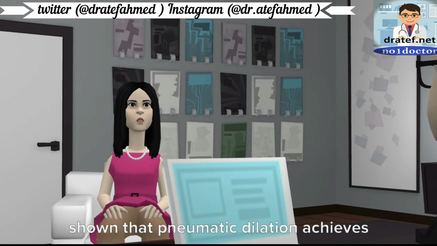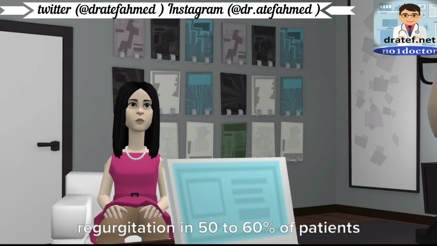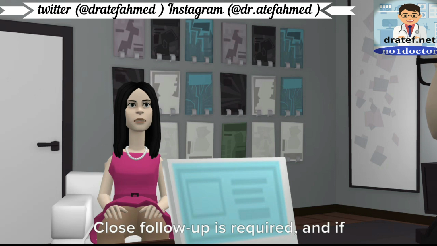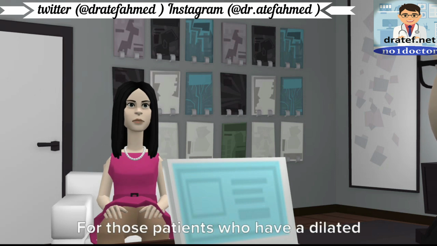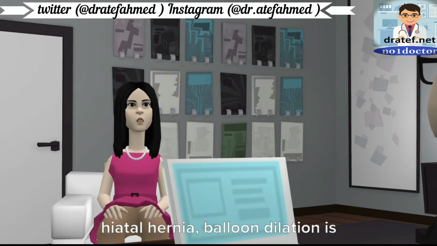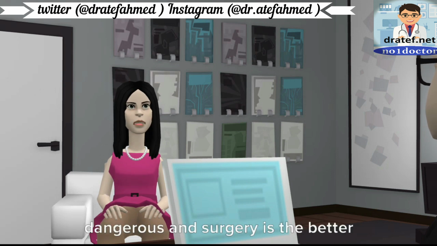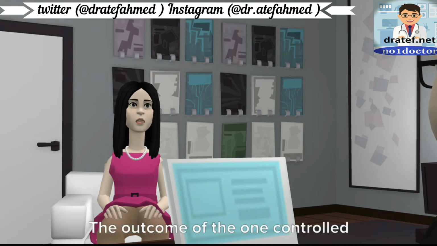Long-term follow-up studies have shown that pneumatic dilation achieves adequate relief of dysphagia and pharyngeal regurgitation in 50 to 60% of patients with achalasia. Close follow-up is required, and if dilation fails, myotomy is indicated. For those patients who have a dilated and tortuous esophagus or an associated hiatal hernia, balloon dilation is dangerous and surgery is the better option.